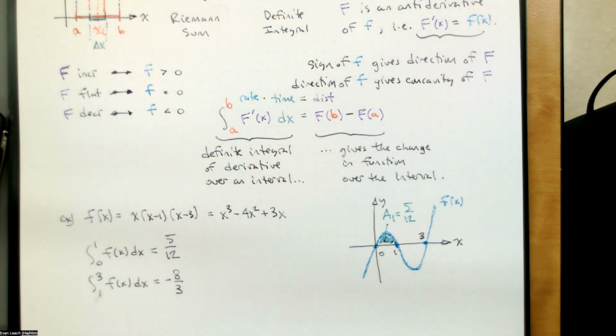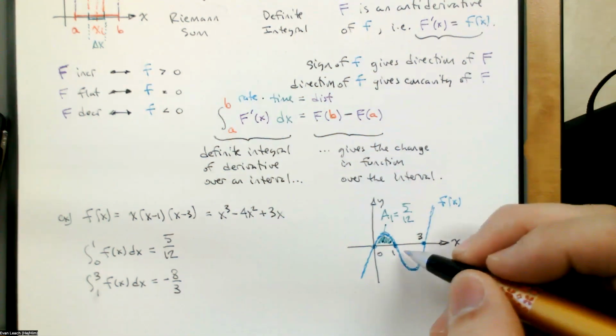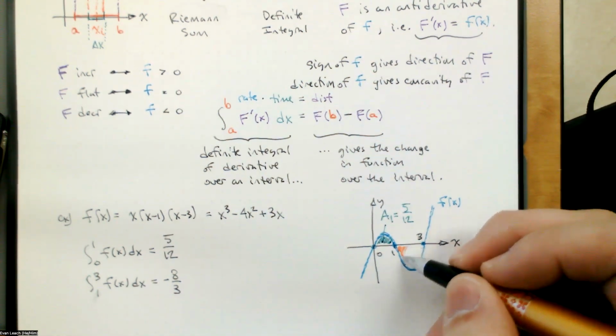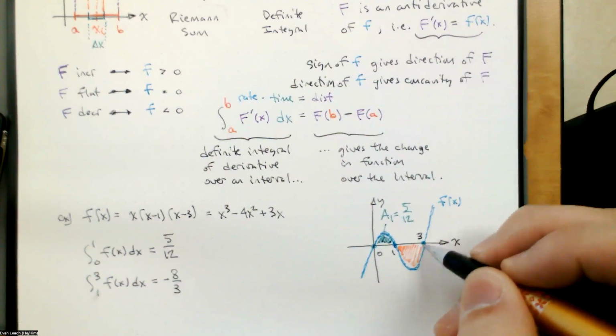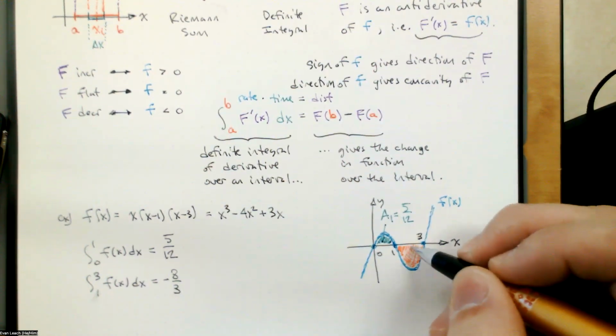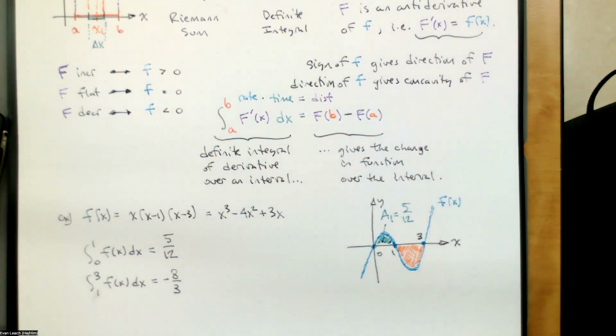When we calculate the integral from 1 to 3, we're supposed to get the area under a curve and above the interval. But things are backwards because the function is negative from 1 to 3. So when we integrate from 1 to 3, the function is negative, and what happened to the definite integral? The definite integral is negative.